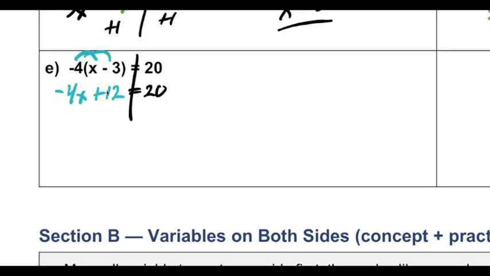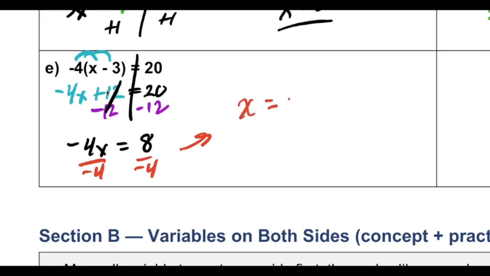Again, we're just going to solve it. So get rid of that 12 first. Minus 12, minus 12. We're left with negative 4x is equal to 8. 20 minus 12 is 8. And then we're just going to divide by negative 4. We're going to get x is equal to negative 2.